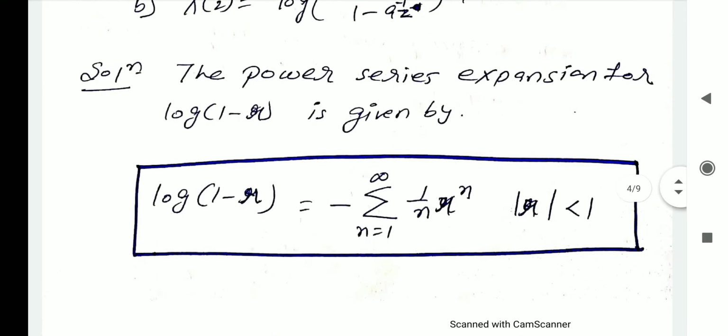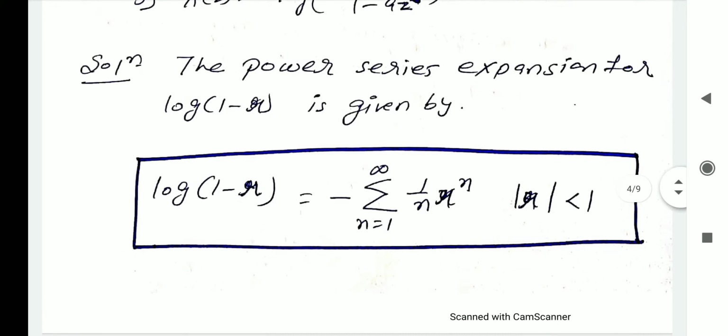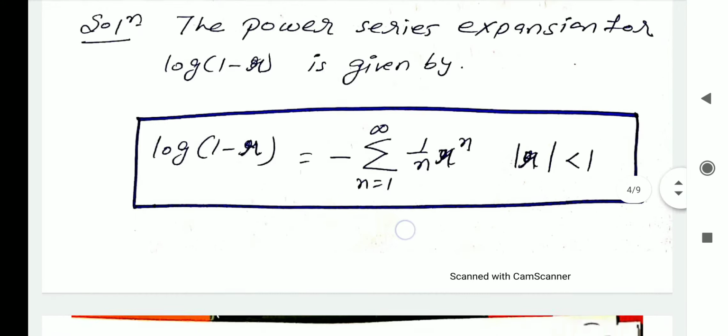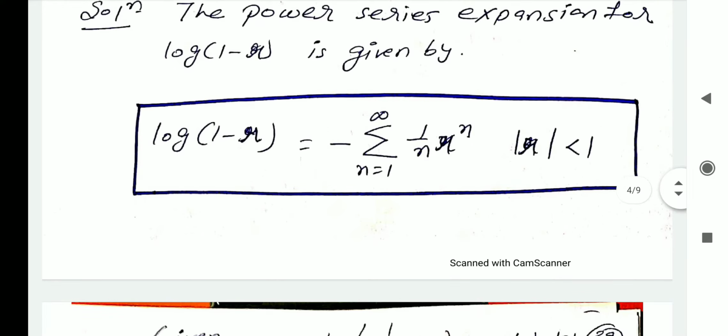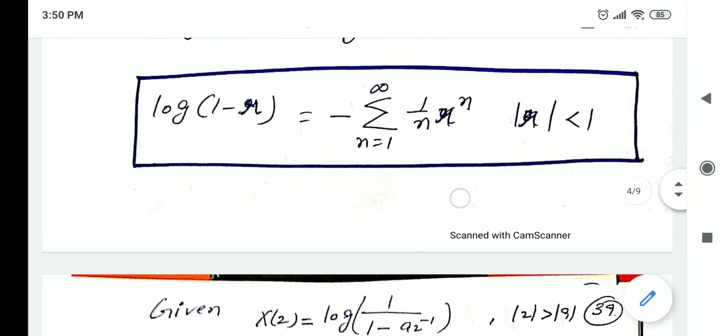Now the power series expansion for log of 1 by r, we need to know this one and remember this one as log of 1 minus r can be written as minus summation n equals 1 to infinity 1 by n into r to the power n, for mod of r should be less than 1. This is a very important condition, and in this condition only this particular power series expansion formula for log of 1 minus r can be applied.